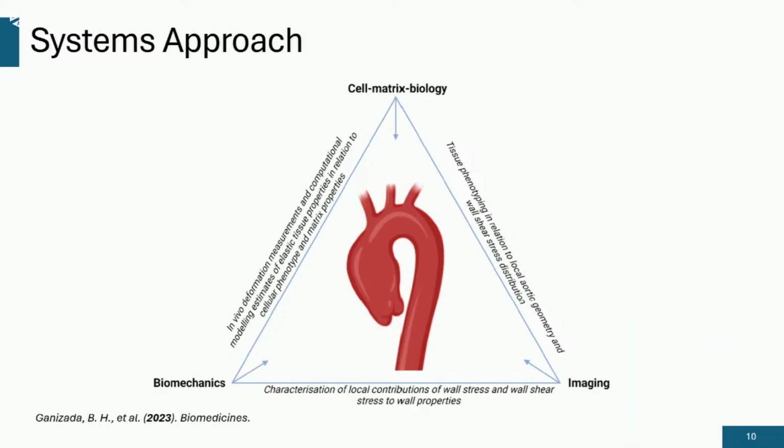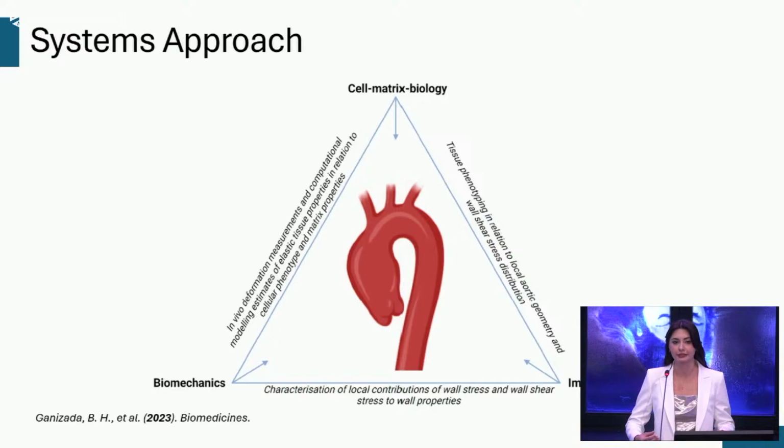In 2023, we published a new approach, which is called systems approach, where we can investigate the complex aneurysmal disease from 3 different perspectives. This is from the biomechanical part, so we can look at how the blood pressure influences the movement of the aorta by looking at strain data. We can look, for example, at the cell matrix biology by looking at the changes in the cell matrix under different environments. But also, we can include imaging. With the imaging, we will get more information about the flow parameters, but also about the dimension of the aortas.